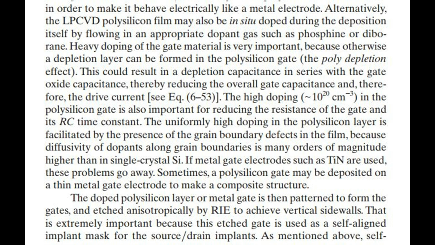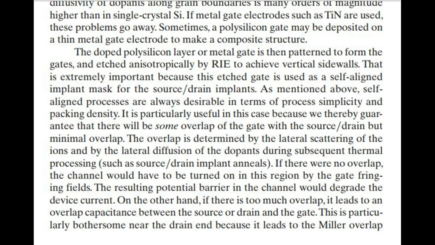Sometimes, a polysilicon gate may be deposited on a thin metal gate electrode to make a composite structure. The doped polysilicon layer or metal gate is then patterned to form the gates, and etched anisotropically by reactive ion etching to achieve vertical side walls. That is extremely important because this etched gate is used as a self-aligned implant mask for the source drain implants. As mentioned above, self-aligned processes are always desirable in terms of process simplicity and packing density.